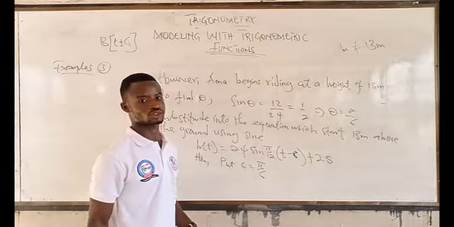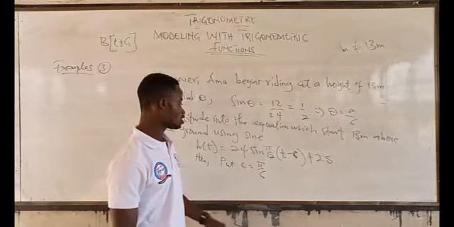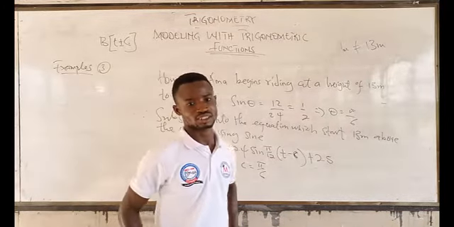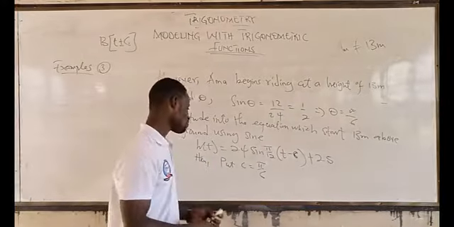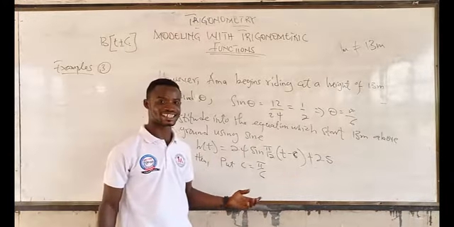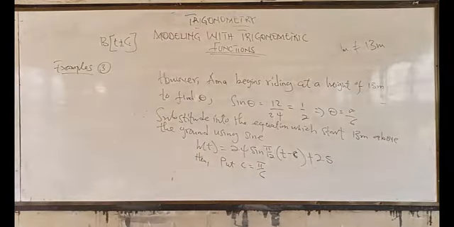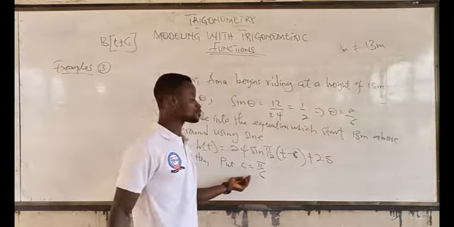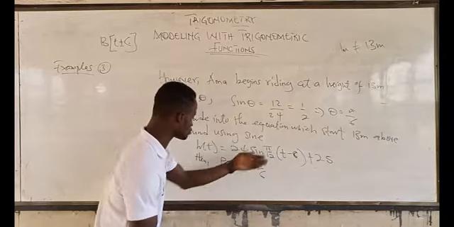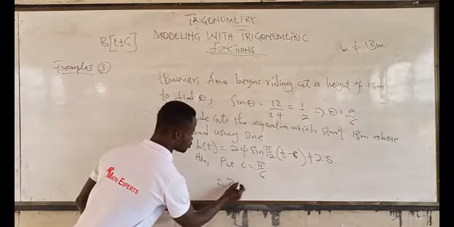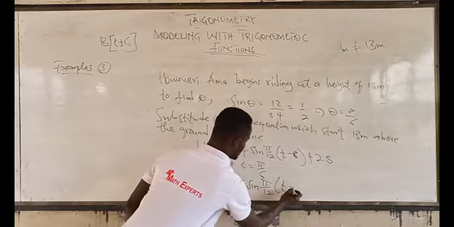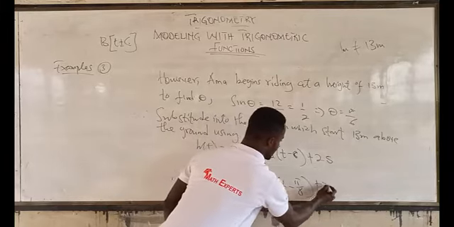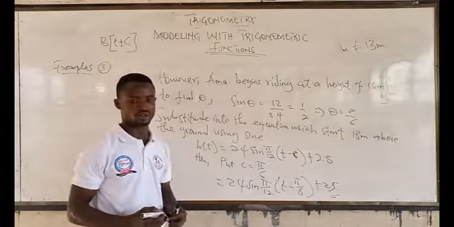So we need to go and do the substitution of c, which is pi over, sorry, let me think. Oh, that is it. We need to do the substitution where we have c become pi on 6 in the equation there. That will be the end. So 24 sine pi over 12 t minus pi on 6 plus 25. So that's all.